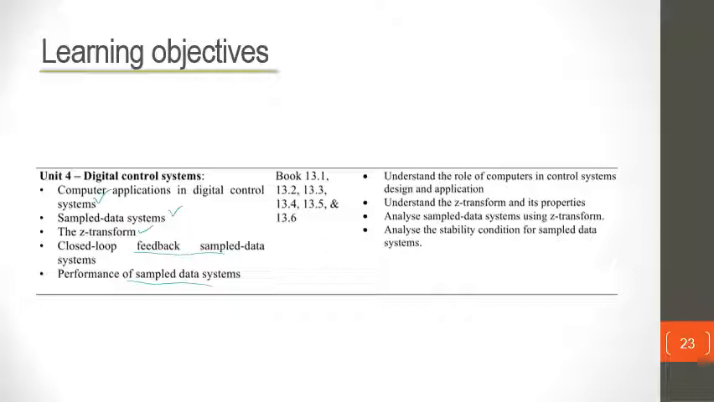So at this point in time, or at least after reading the tutorials, you should be able to understand the role of computers in the application of control systems design, and you should be able to understand the Z transform and its properties. You should be able to analyze sample data systems using the Z transform. In particular, you should be able to do long division, find the poles and zeros, and analyze the stability conditions of a transfer function of a sample data system.